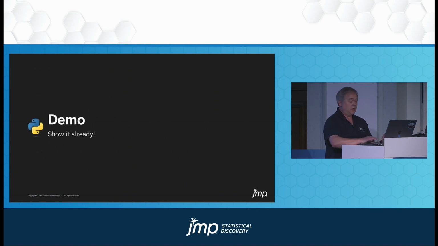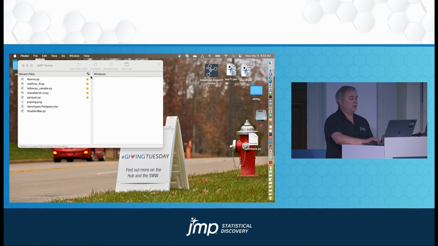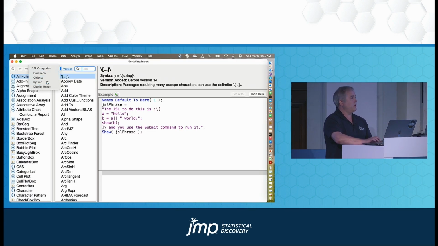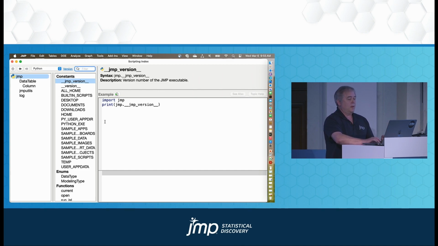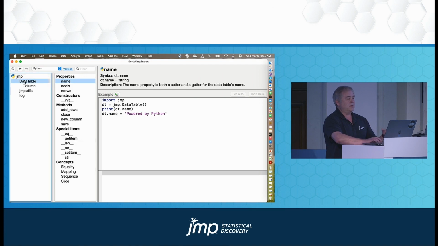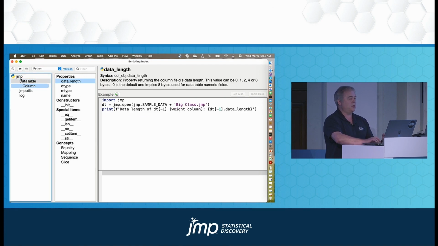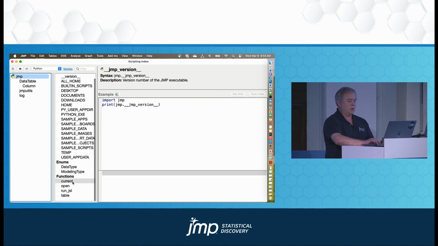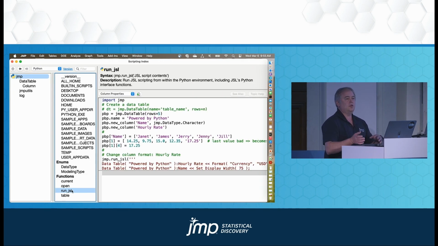So let's get to the fun stuff. Here in JMP, we'll go to the scripting index. Here we have a Python category, and we've got all this laid out: data table, object, column object. One of the better examples to show a lot of what we've done is a run JSL example. Just as you could run Python from JSL, you can now run JSL from your Python scripts. This also provides a backdoor for things we haven't yet implemented in Python. You can call the appropriate thing from JSL.